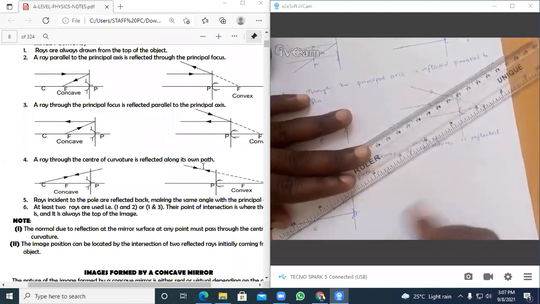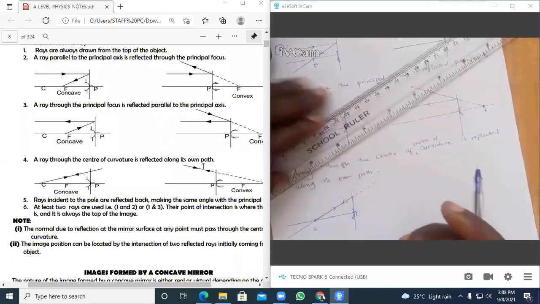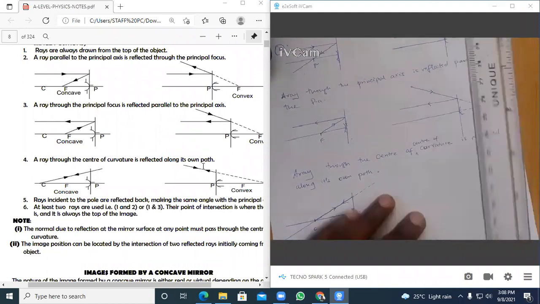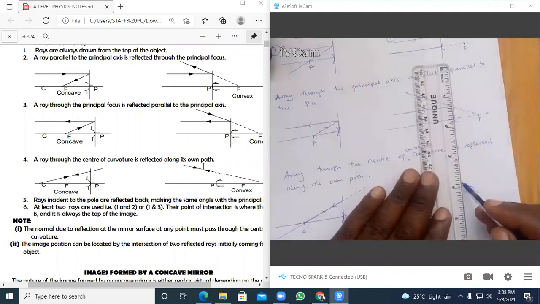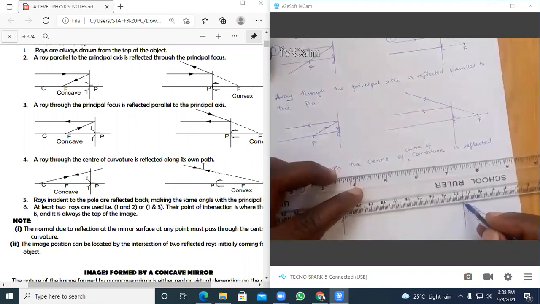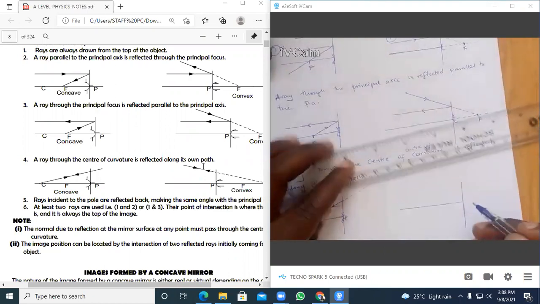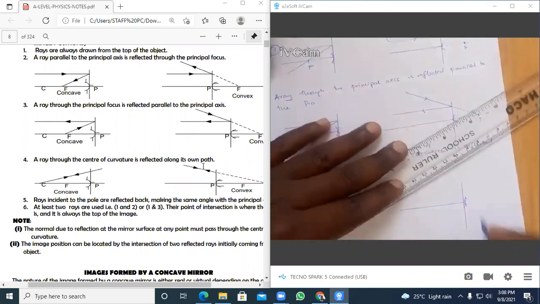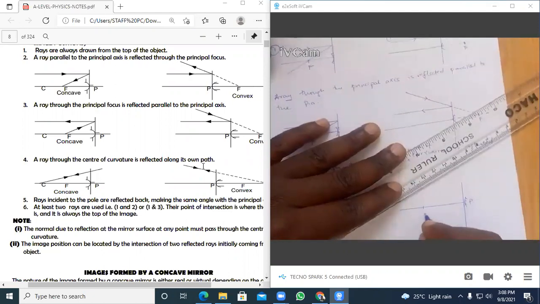And this side, if you want to continue with the lines, they must be dotted lines like that. Then for the convex, if you have this ray which comes from the center of curvature, okay, and this is the pole. Center of curvature is here.